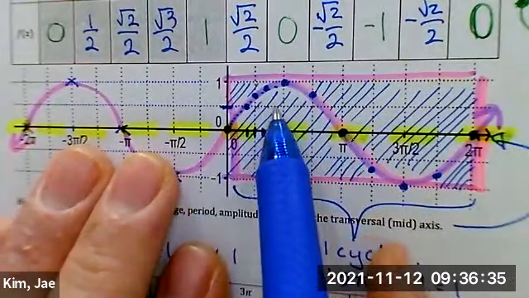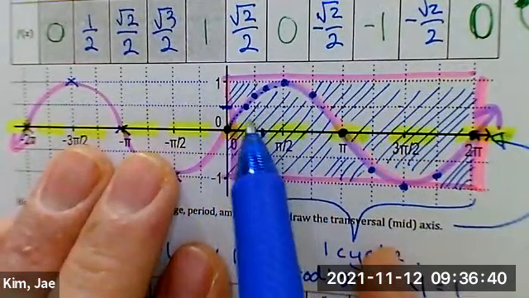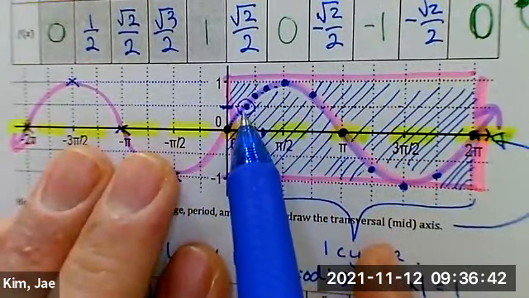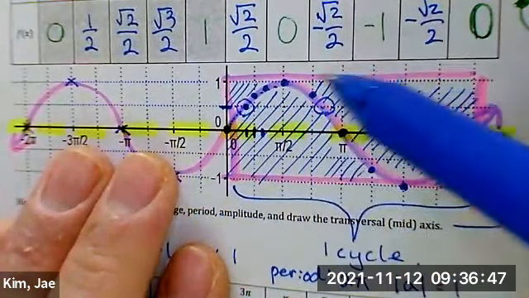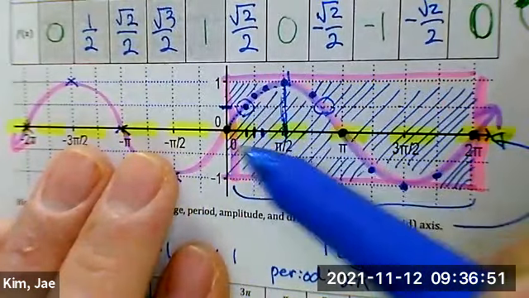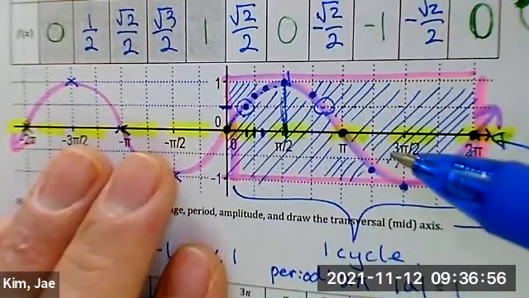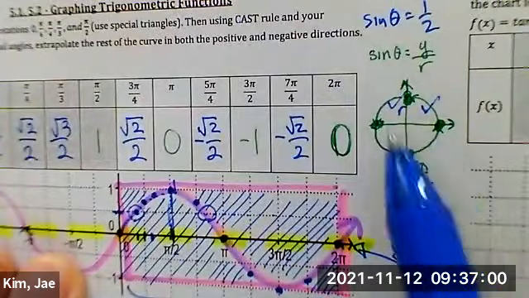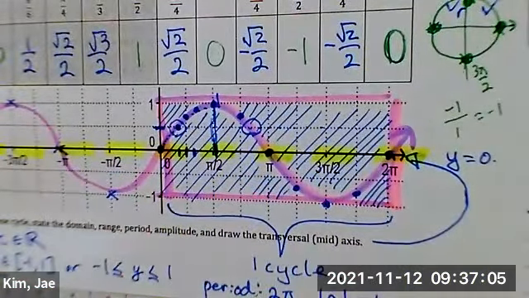If I draw a dotted line at y equals half, where does it intersect my curve? This location and this location. If this was a unit circle, that would be quadrant 1 because this is 0 to pi over 2, and this is quadrant 2, which is pi over 2 to pi. So whether you use CAST rule and a circle, or you think about it from a graph, it's one and the same. Give me another number.